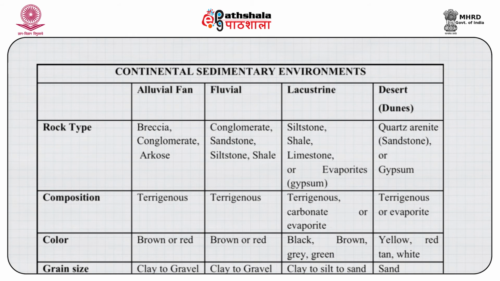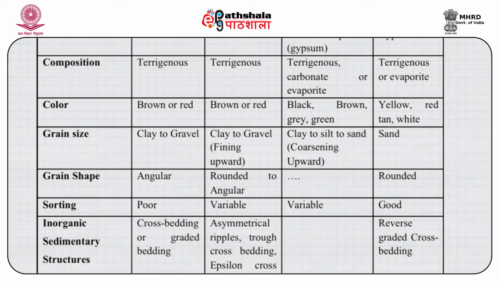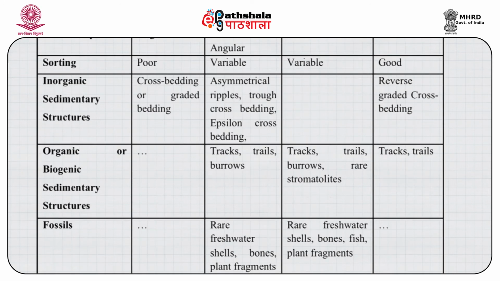So, the composition as well, like alluvial fan, is expected to be terrigenous, color is also the same, but if you see the grain shape, they vary from rounded to angular. Sorting is also not always poor, sometimes the sorting is good. Ripples are expected particularly in the flood plain deposit. Graded bedding, sometimes tool marks, cross bedding. Cross bedding is very common.